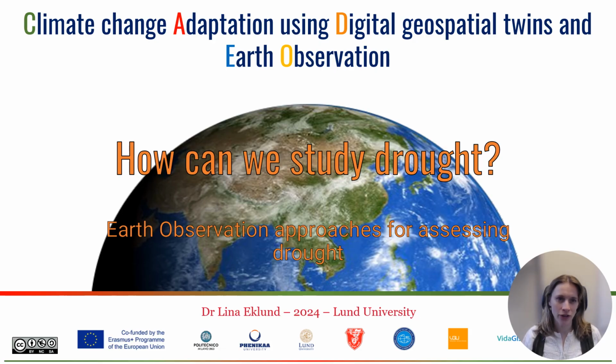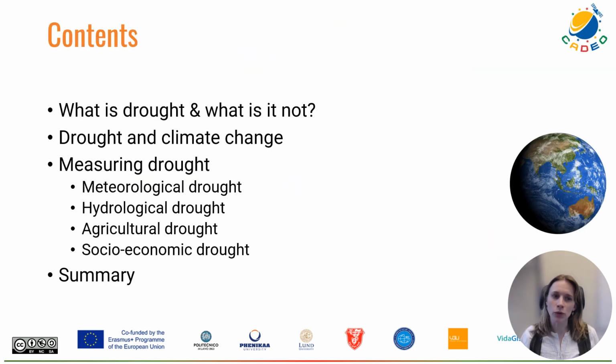And today I will have a lecture on studying drought using Earth observation approaches. So in this lecture we will talk about what drought is and also a little bit about what it's not. We will talk about drought and climate change, how it's linked, and then we will go into how we can measure drought. And then I will provide a short summary. So this is a quite short lecture aimed at giving you an introduction to the topic of drought assessment using remote sensing and other data.